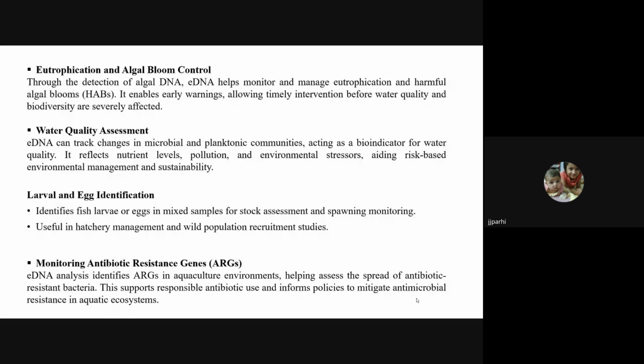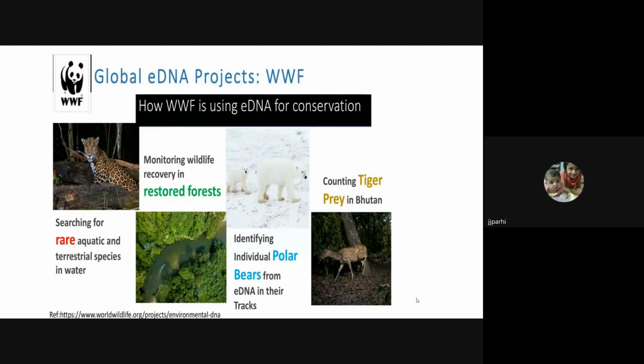But another way, you can go for metabarcoding when we are looking at a larger aspect. Then, to monitor antibiotic resistance genes, you can also identify them from the eDNA. So an antibiotic resistance gene is present in the bacteria, and you can identify it from the eDNA. These are all examples we discussed about fishes.